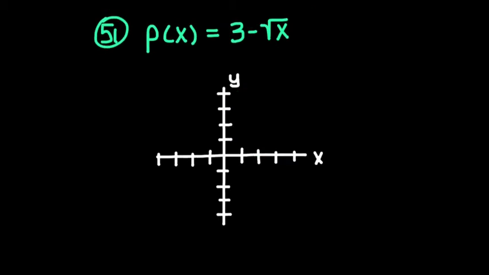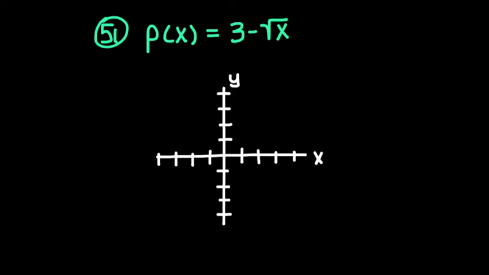My parent function for p of x is the square root function. I know that the square root function has that shape where it starts at the origin, and then it goes up into the positive y values. If we look at this particular function, p of x equals 3 minus the square root of x, that minus sign is with the square root of x. That indicates a reflection. The 3 is kind of added on to it.